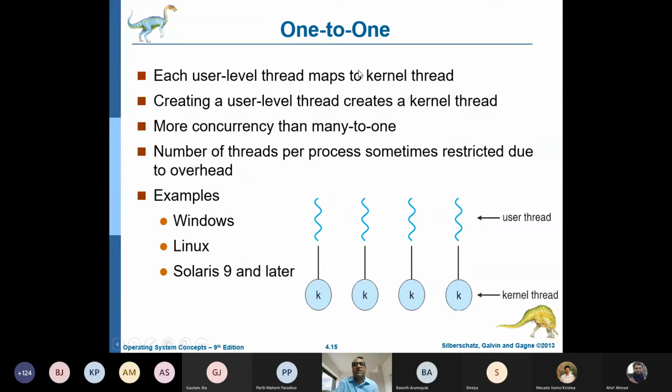So this was the idea of the one-to-one model, and it is a reasonably good system which takes care of parallelism and concurrency. Recent operating systems support this one-to-one model. Windows, Linux, and Solaris 9 and later systems support multi-threading with this one-to-one model.